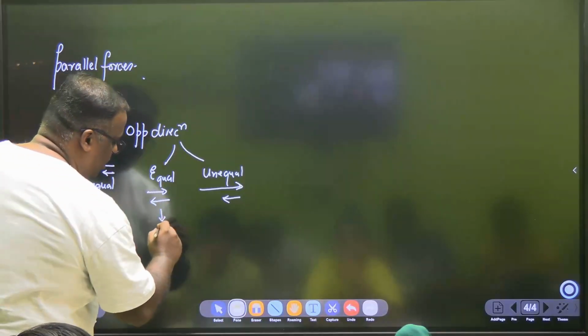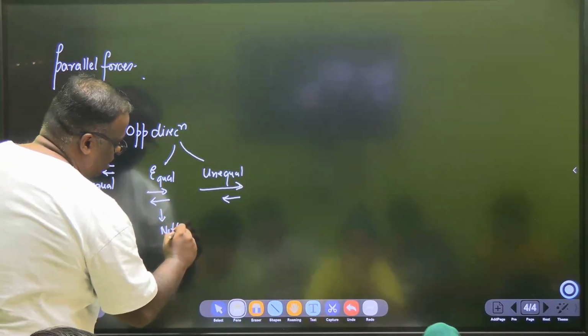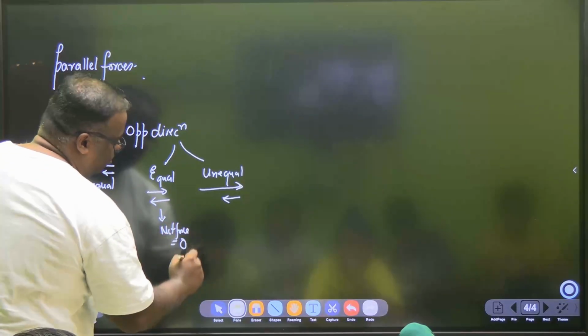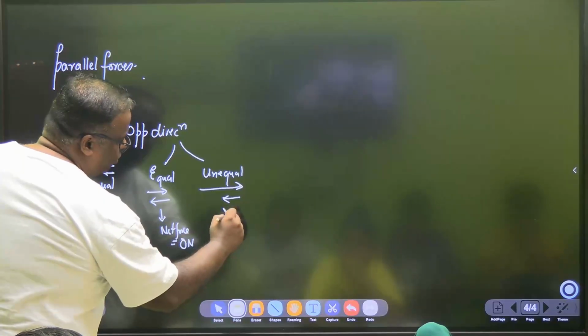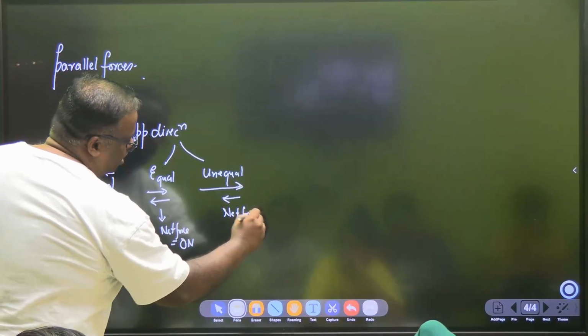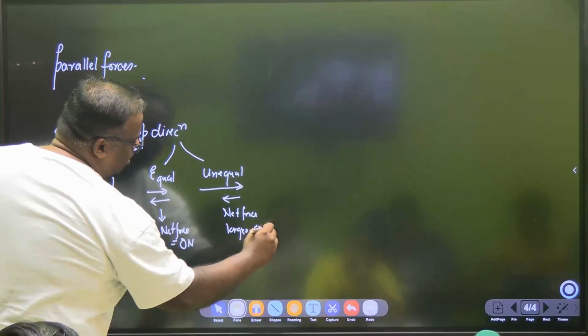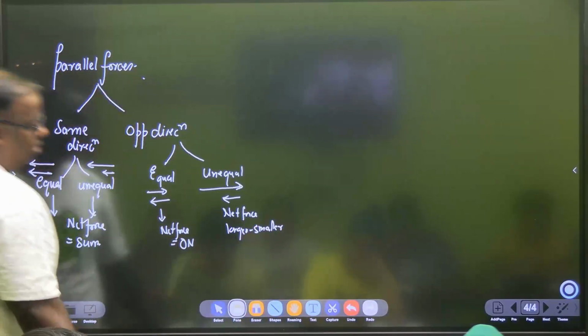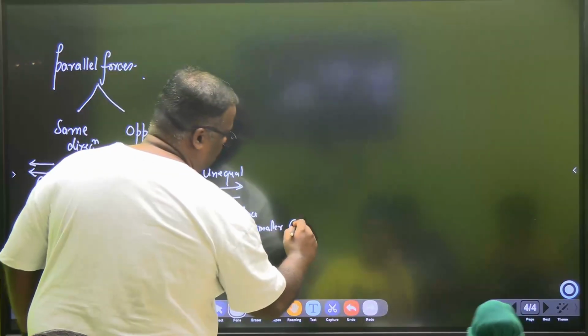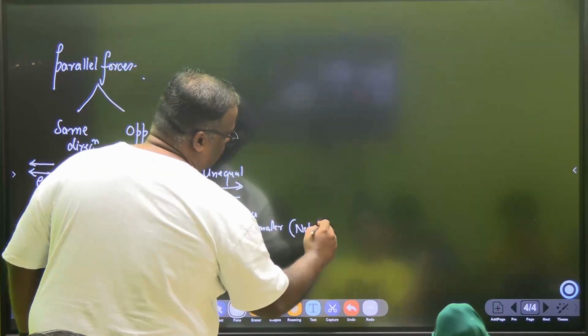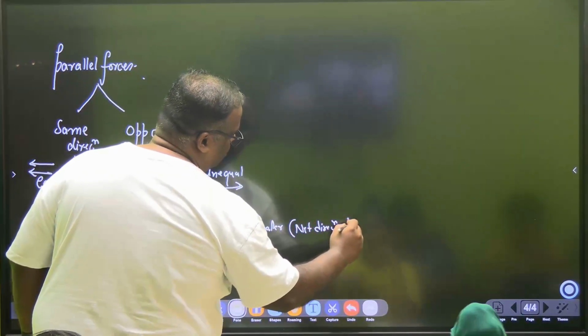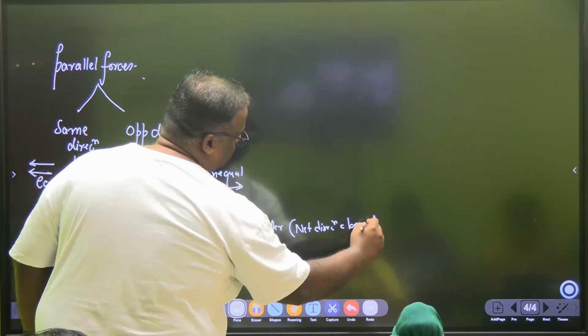Here, net force will be equal to 0. Here, net force will be larger minus smaller. That's it. And net direction will be equal to the larger direction.